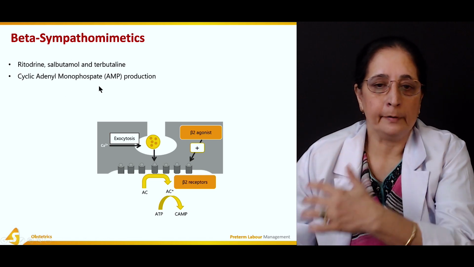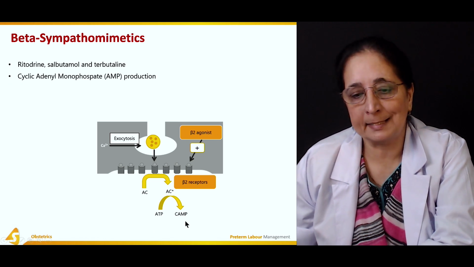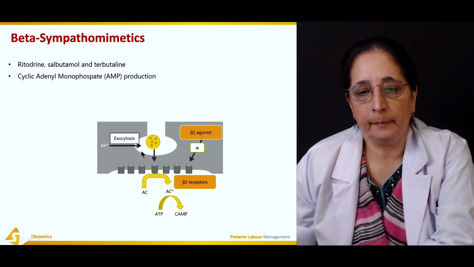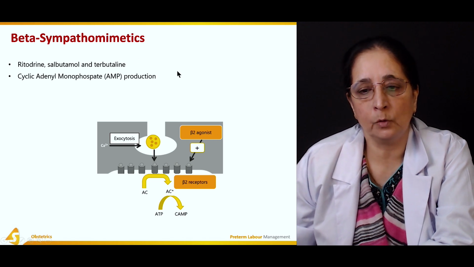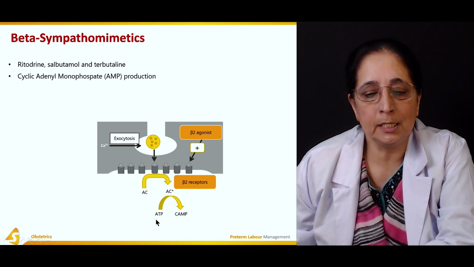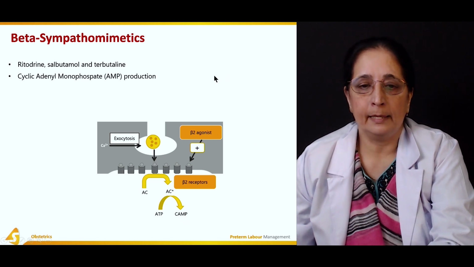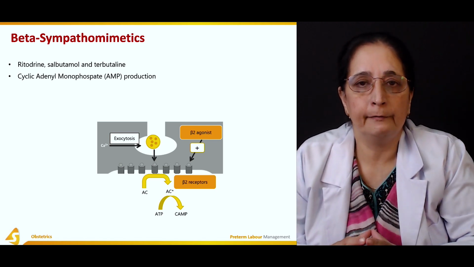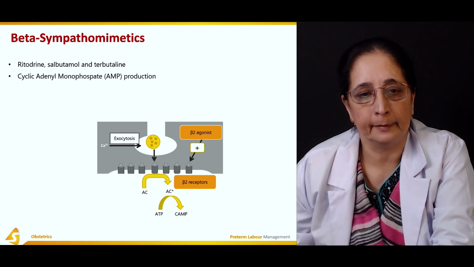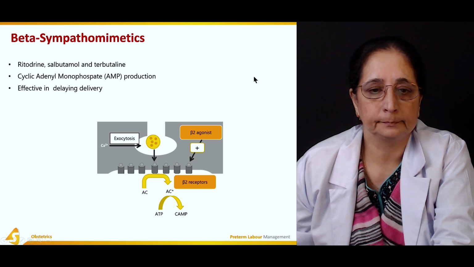The mechanism of action of beta sympathomimetics is the production of cyclic adenosine monophosphate. So the use of beta sympathomimetics causes conversion of adenosine triphosphate to cyclic adenosine monophosphate, and this can cause the prevention of the onset of the preterm labor, effective in delaying the delivery or the onset of the labor.